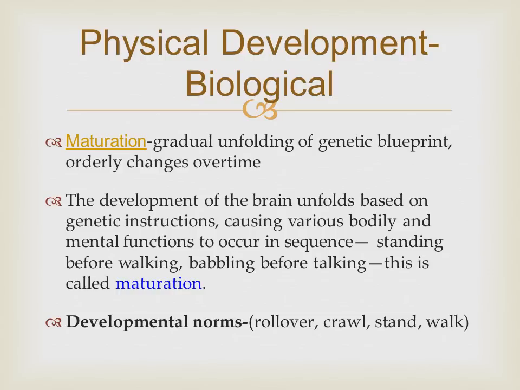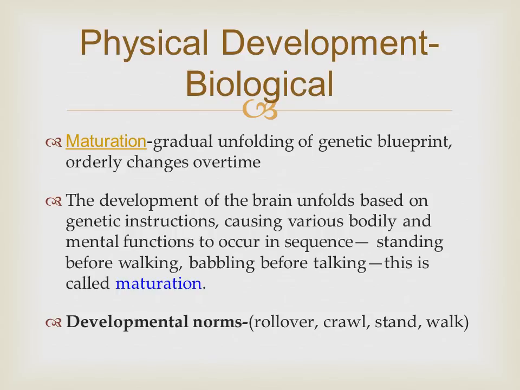Okay, another thing with physical development is this term called maturation. Your brain, or you yourself, grows at a certain pace that it's supposed to. So maturation is the gradual unfolding of a genetic blueprint and the orderly change over time. So an example of this would be with some motor development: you're not just all of a sudden going to go, at 3 months, from rolling over to standing up.